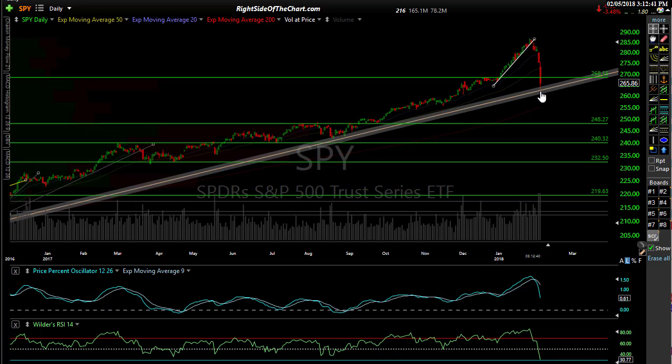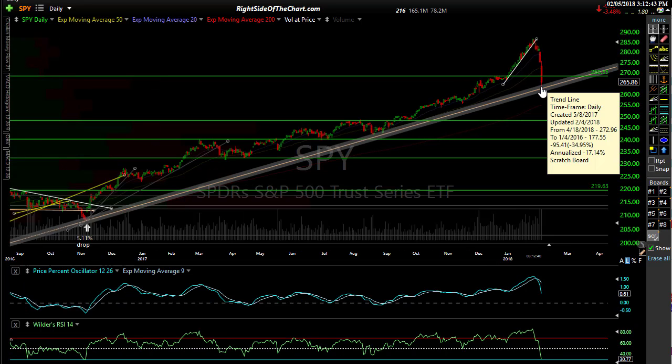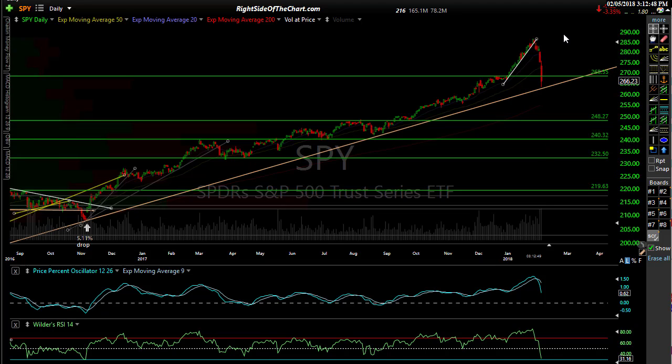But there it is. We're at support. This is about as good a time as I've seen in a while to buy the dip if you're a swing trader, whether we're going to new highs or whether we're just going to retrace part of this move.